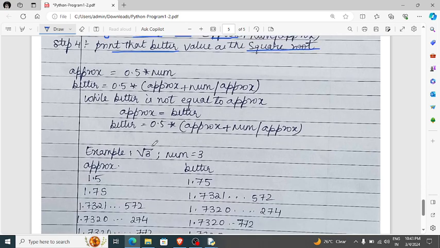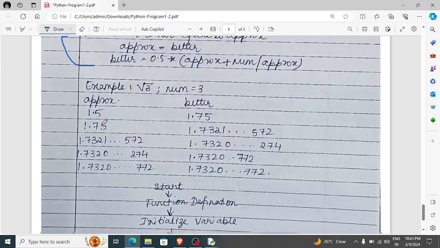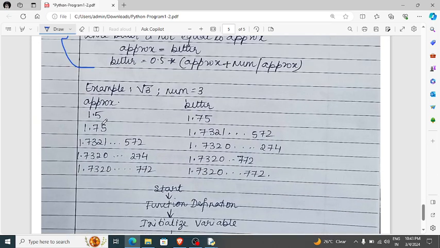These are the formulas that I have written here. Now I've taken the example of the square root of 3, so the number becomes 3. What is the first step? The first step is I multiply this 3 with 0.5. For approximate I multiply 0.5 with the considered number, so my approximate value at the first stage becomes 1.5.